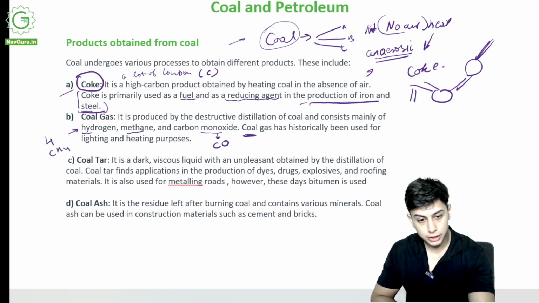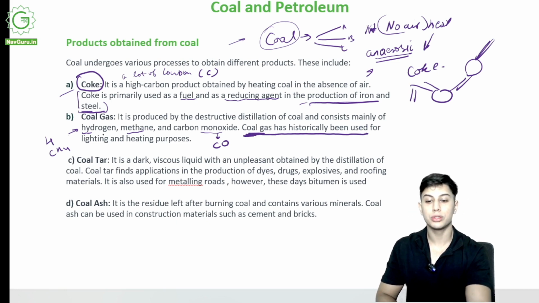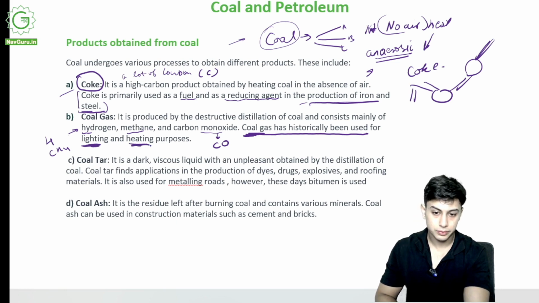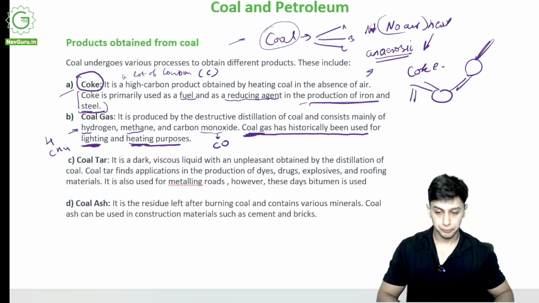Where is coal gas used? Coal gas has been used since ancient times for lighting and heating. So light and heat, a basic fuel's purpose is light and heat.